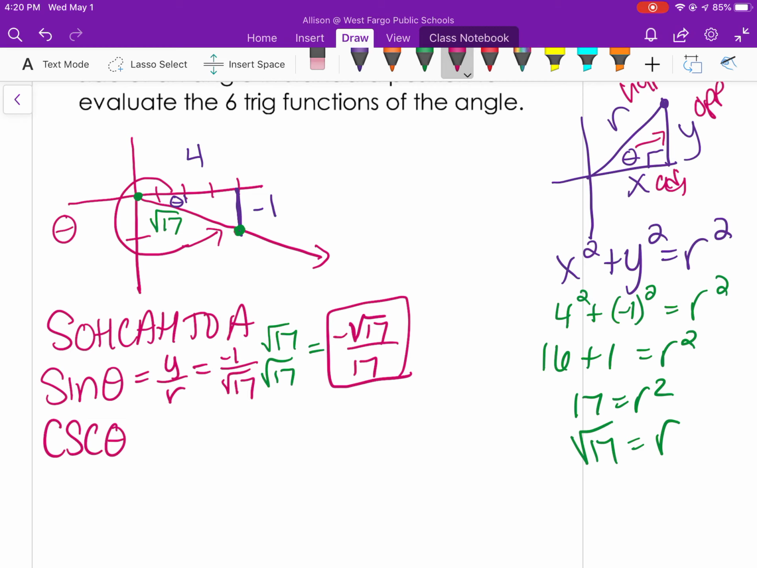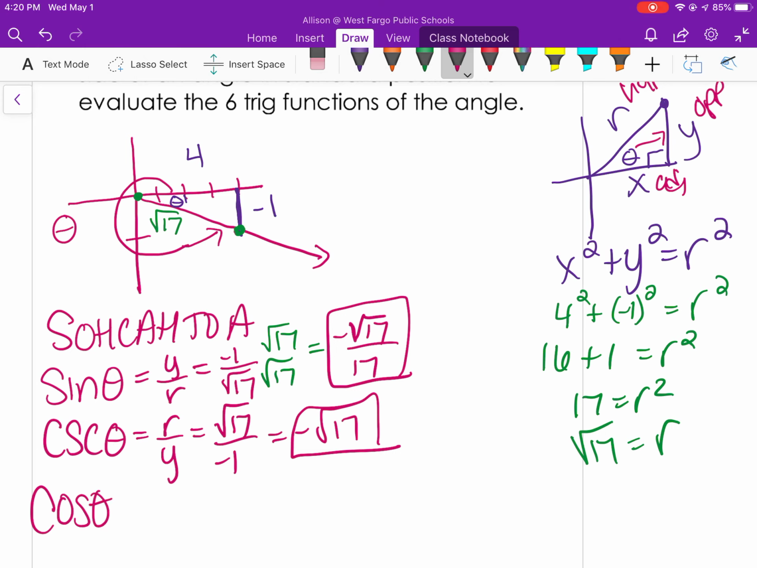Cosecant, or CSC of theta, is the reciprocal of sine, so r over y, or the square root of 17 over -1, which is the negative square root of 17. Cosine of theta is adjacent over hypotenuse, or x over, not y, I meant x over r. X is 4, r is the square root of 17. Rationalize that. Get 4 square roots of 17 over 17.